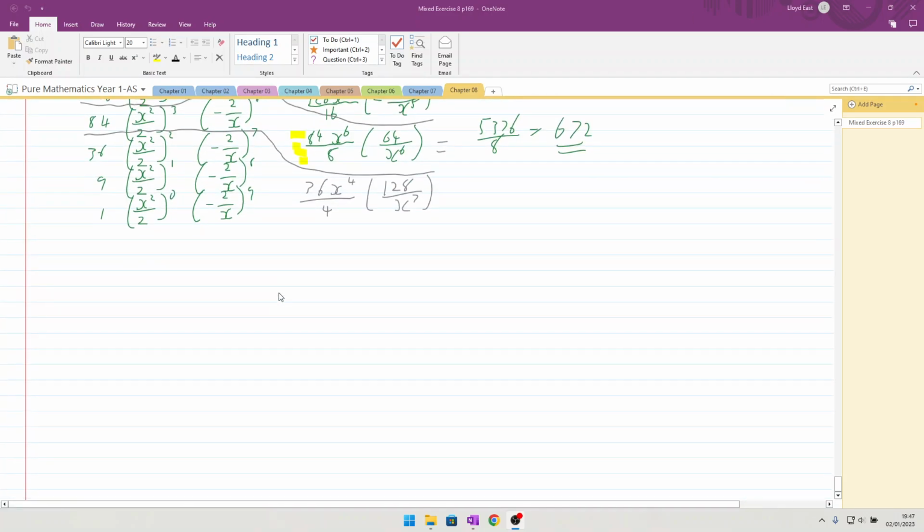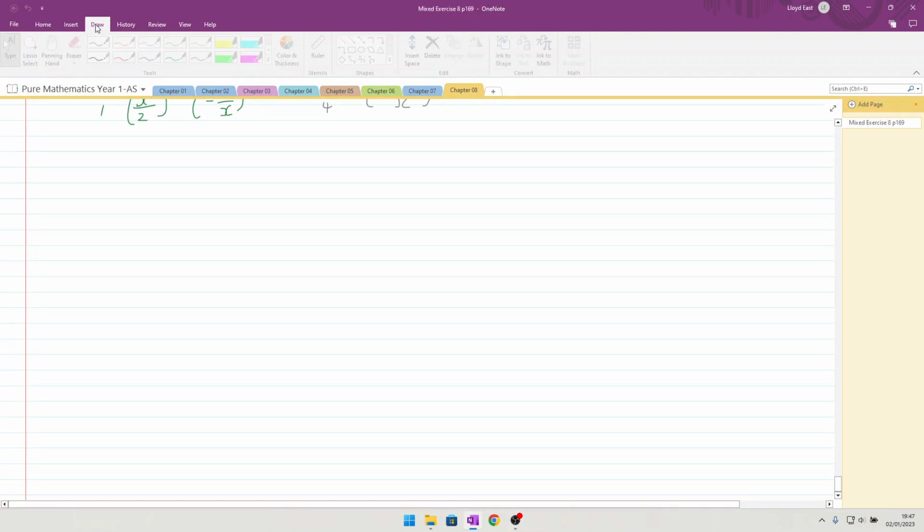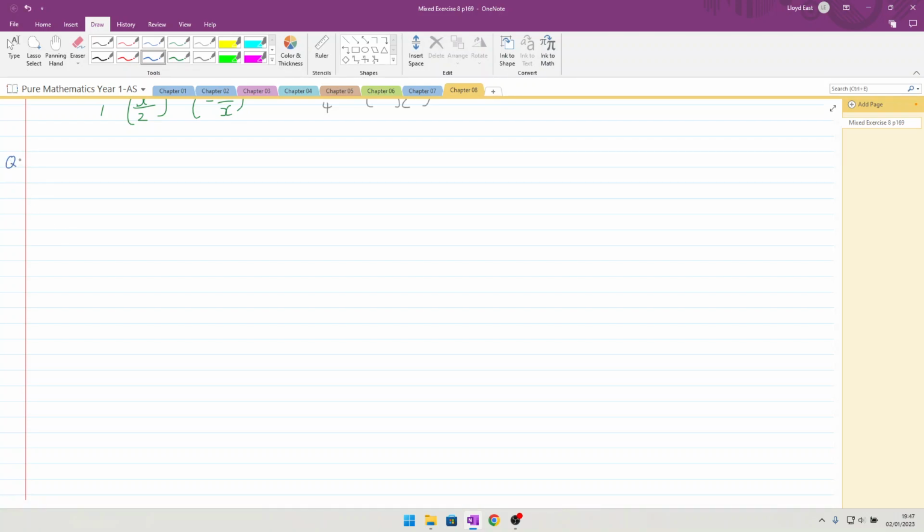Okay, question 19 next. Let's have a little look at what it says. So, question 19 is find the first three terms in ascending powers of x of the binomial expansion of (2 + px)^7, where they're telling us p is a constant.